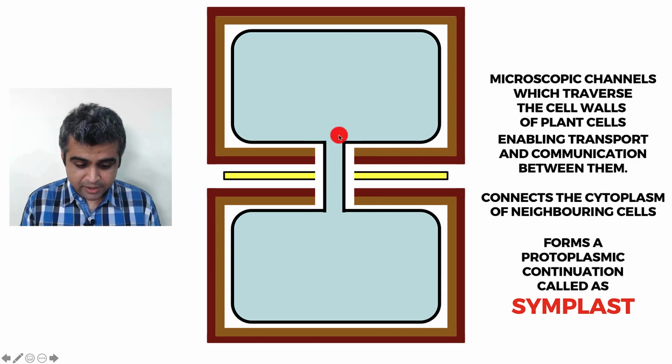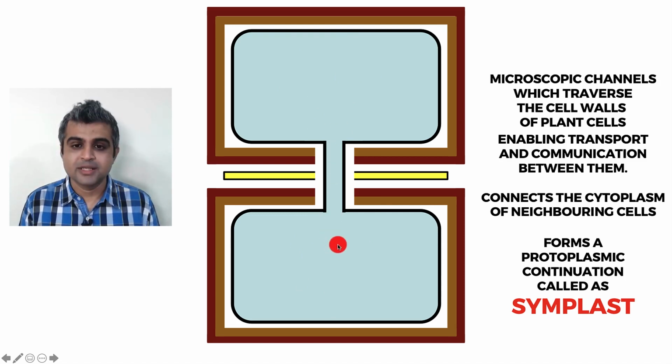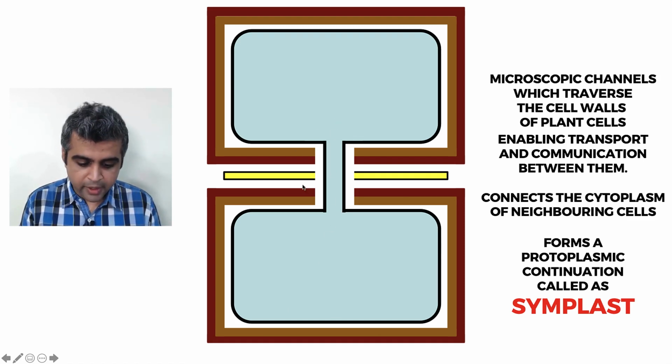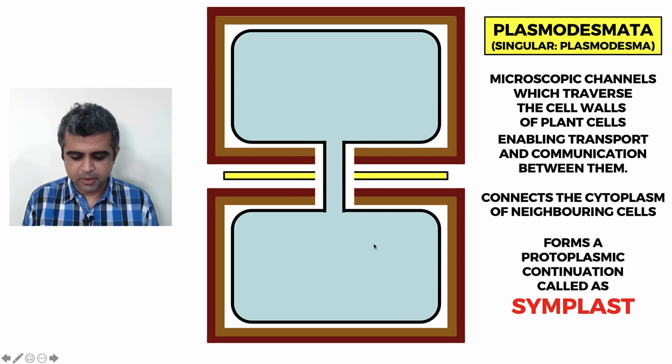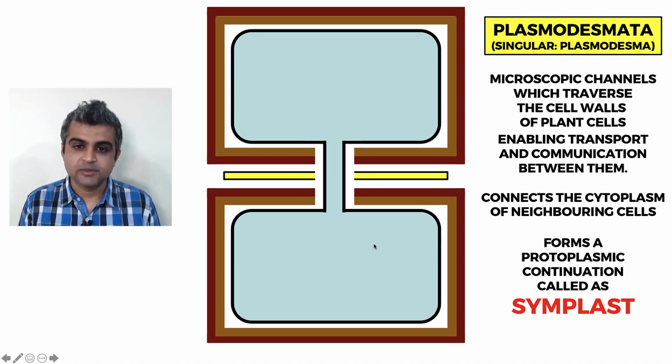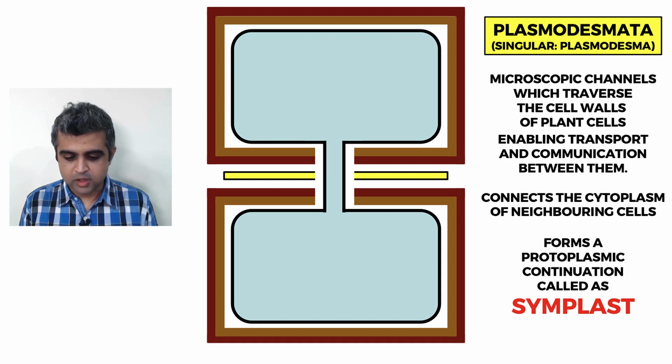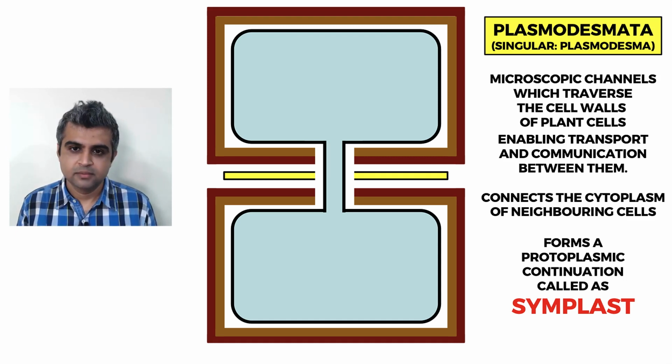So this continuation which you see here is called a symplast. Not important in this chapter, but very important in a few other chapters. So this, dear students, will be called a symplast. And this whole bridge through which the symplast, the connection, is passing, this whole bridge is going to be called plasmodesmata. Singular, of course, is called plasmodesma, and plural will be called plasmodesmata.